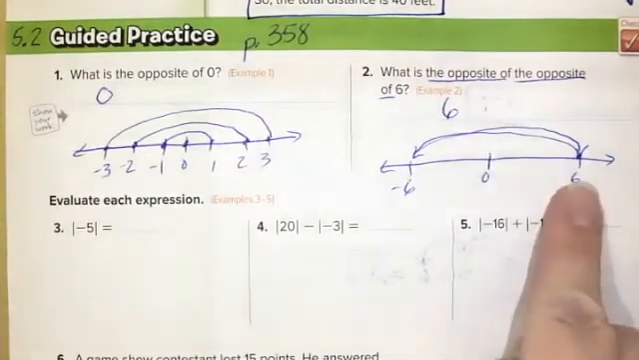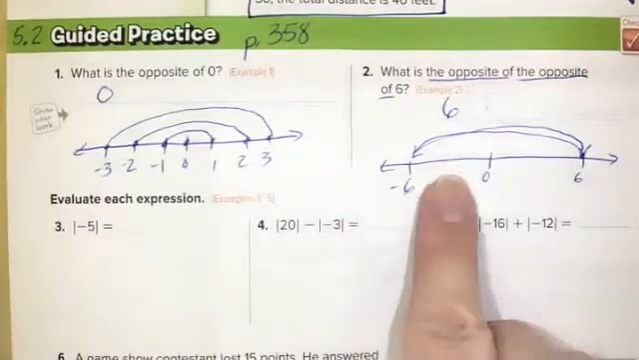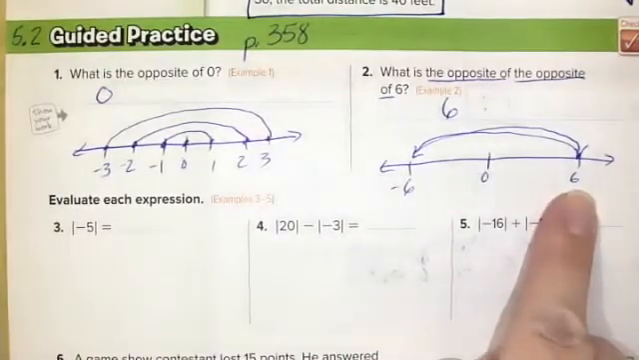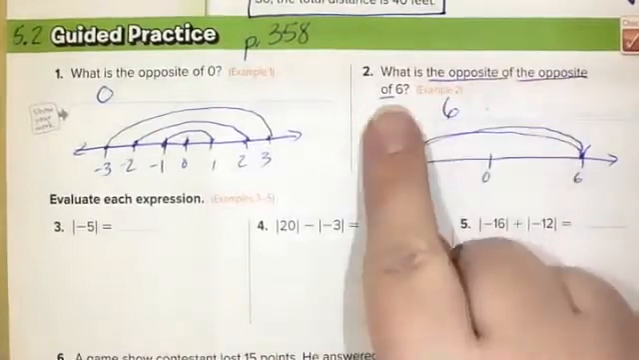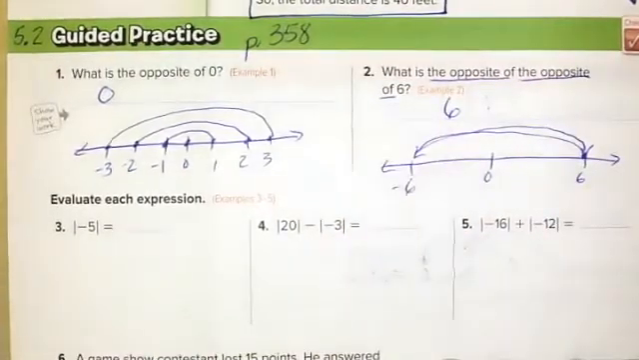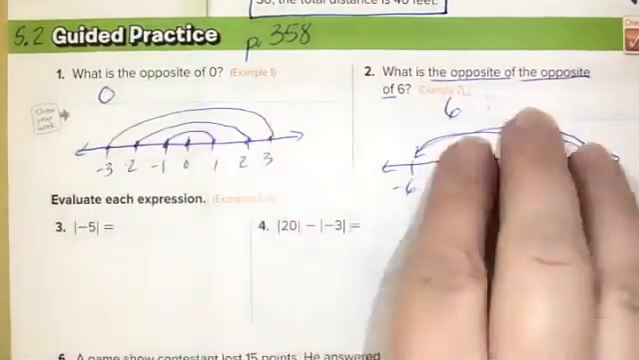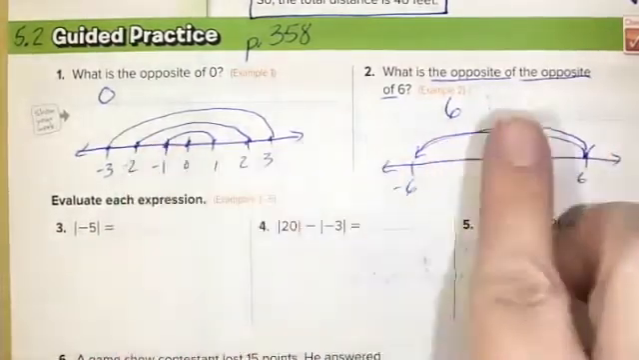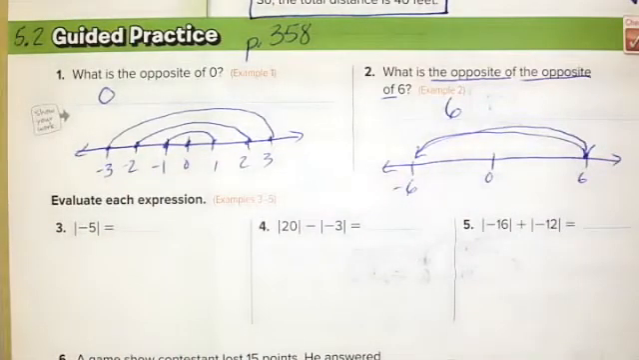So the opposite of 6 is -6. The opposite of -6 is +6. Okay, so the opposite of an opposite is the same number that you're asking about. All right, so that's opposites. Now, remember that opposites are just positive to negative or vice versa, negative to positive.